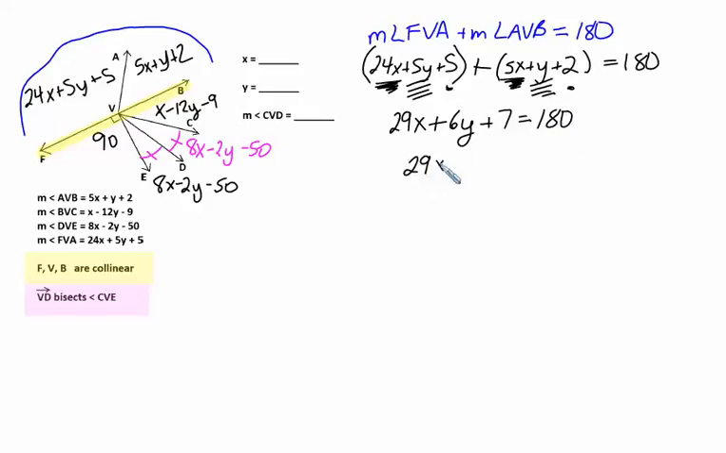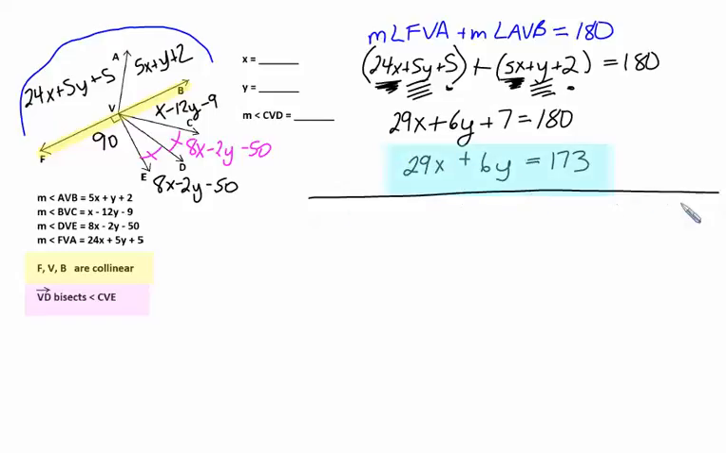So when we get the 7 on the other side, 29x plus 6y is equal to 173. That's our first equation. We need two equations in order to solve the system and get the values of the variables. The other equation can come below our straight line.